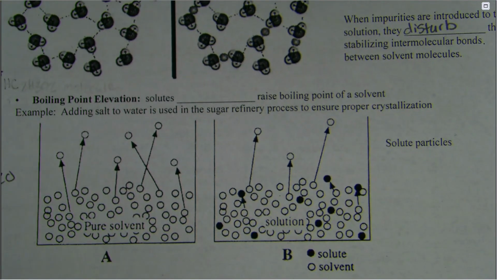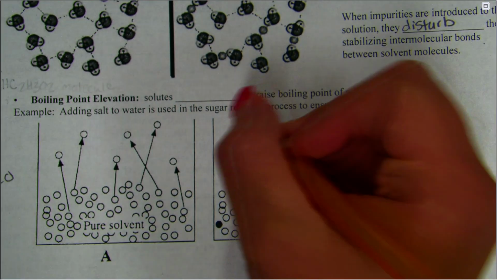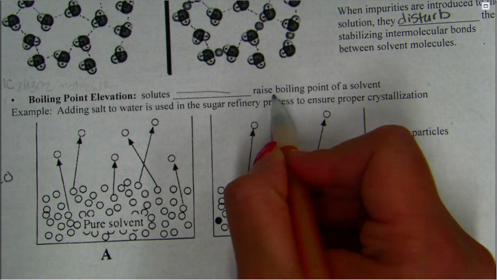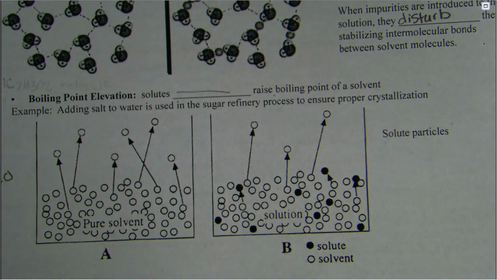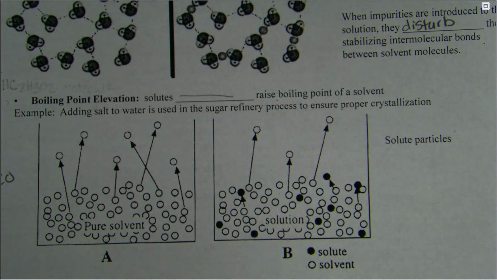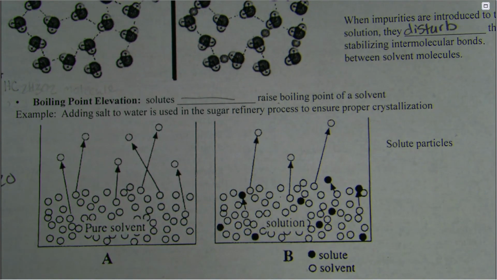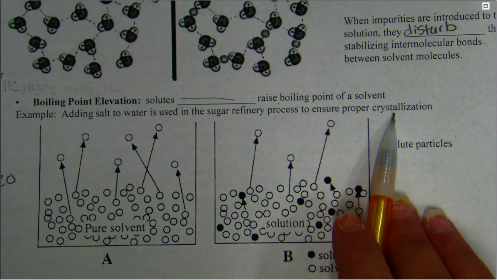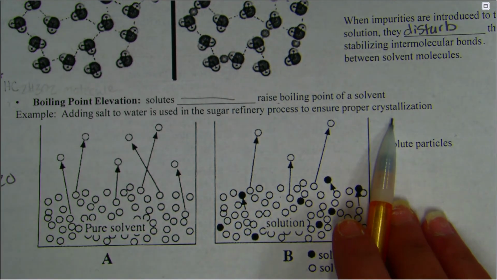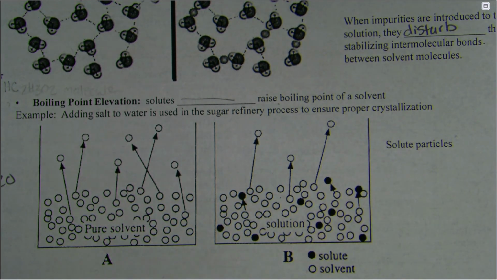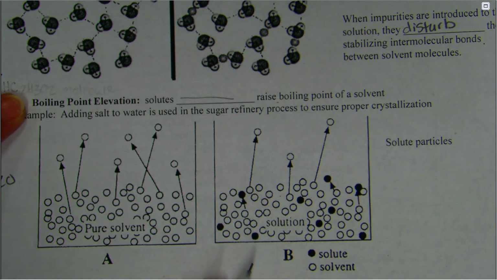Boiling point elevation is when solutes raise the boiling point of a solvent. For example, if I add salt to water, it is used in the sugar refinery process to ensure that sugar crystallizes properly. When you go to the store and get some sugar in a bag and take it home, you'll notice it's got these nice white crystals. We get that through the concept of boiling point elevation.